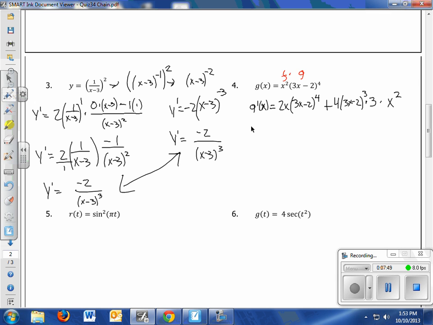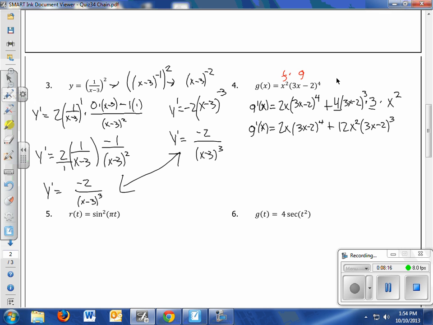To simplify that, I would multiply the constants over here on my right together. So I have 2x, 3x minus 2 to the fourth, plus 4 times 3 times x squared. That's 12x squared times 3x minus 2 cubed. And you can just leave your answer like this.